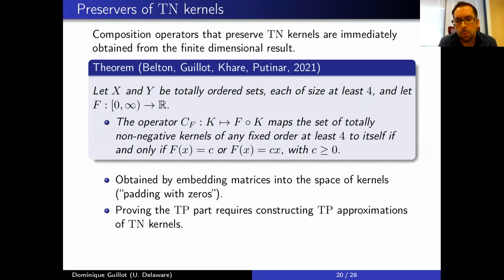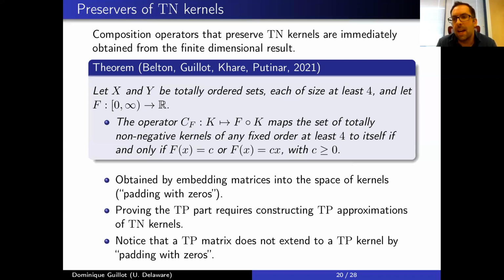However, if we try to go to TP now, the problem becomes significantly more difficult, because now I can't just pad some matrices with zeros, right? Because I want the kernels to be totally positive, so I can't just put 0 entries. So in order to generalize that result, if we want to follow the same path as before with the density result, we need to know how to approximate Tn kernels using TP kernels. And as it turns out, this is a much more complicated problem that is still open. I'll say a few words about that a little bit later.